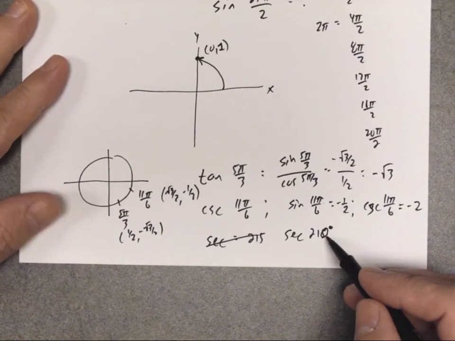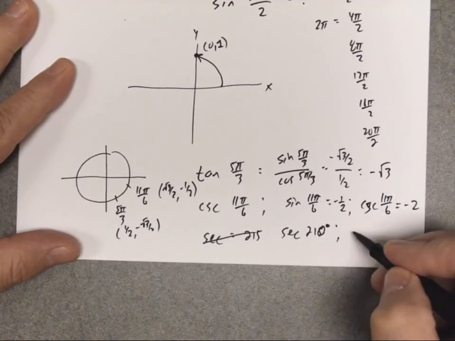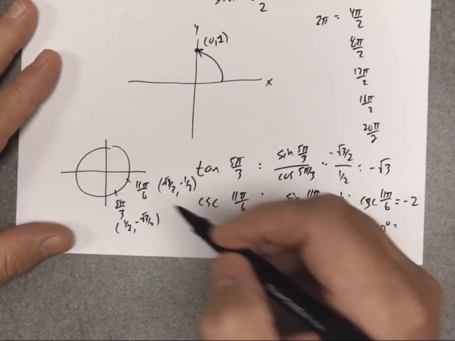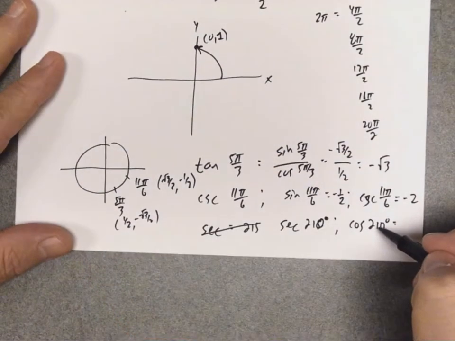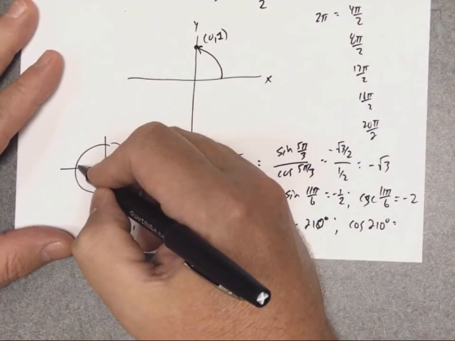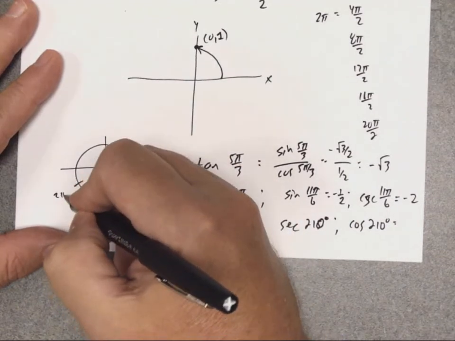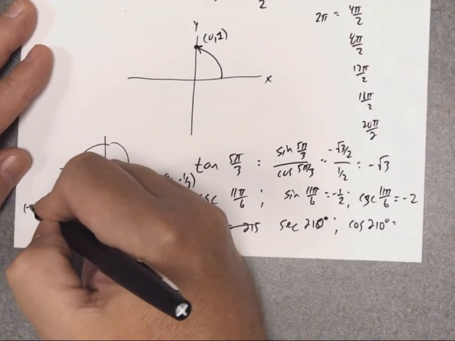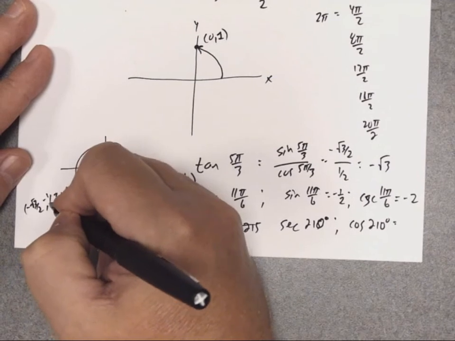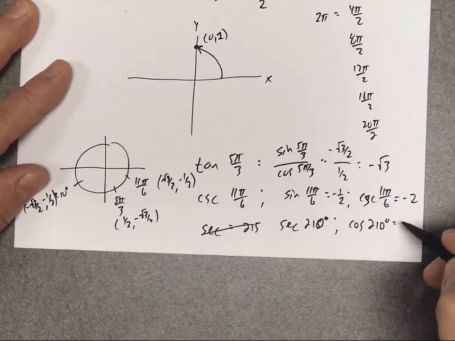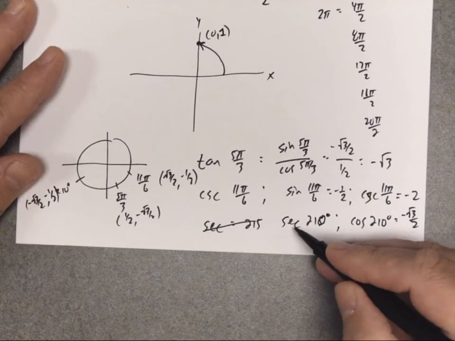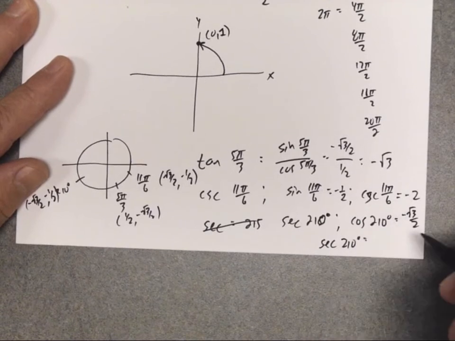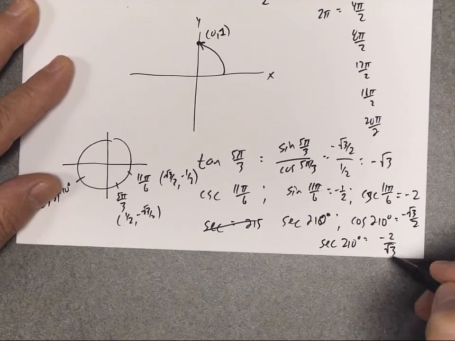Last one, the secant of 210 degrees. I'm going to really find the cosine of 210 degrees and then flip it. 210 degrees. I'm going to go find that on my unit circle. 180 degrees, 30 more degrees is 210 degrees. I remember the x and the y of this point. X is negative square root of 3 over 2. Y is negative 1/2. The cosine is negative square root of 3 over 2. The secant, you flip this, so the secant of 210 degrees is negative 2 over square root of 3.